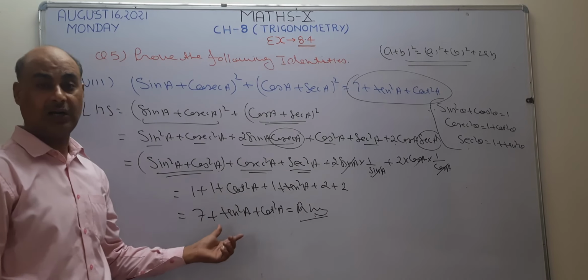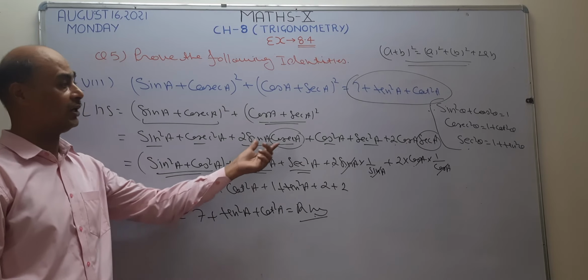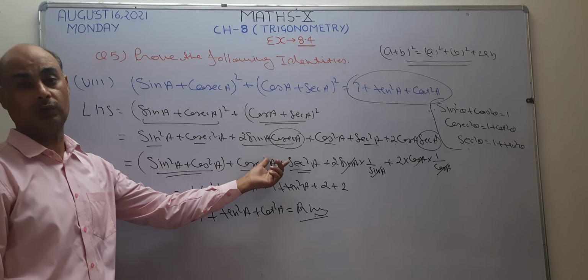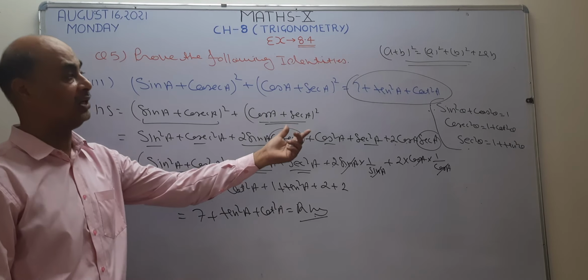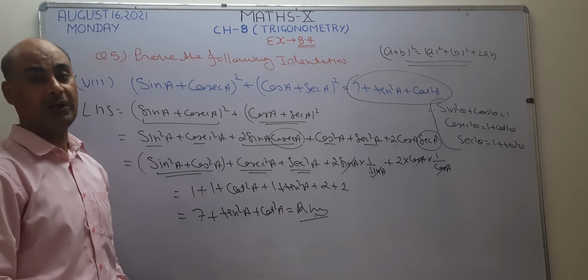I hope it is clear now. It's a very simple question. If you know the identities, then it is going to be very simple for you. Okay, try to learn all the identities and the reciprocal part of the trigonometric ratios.